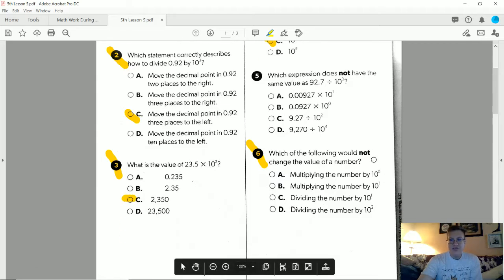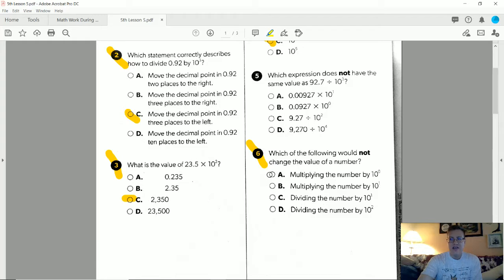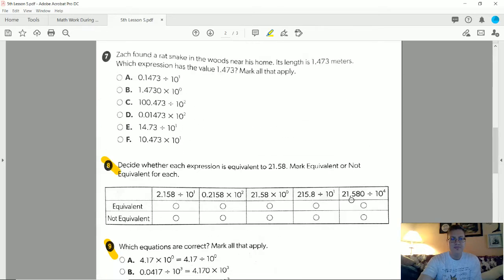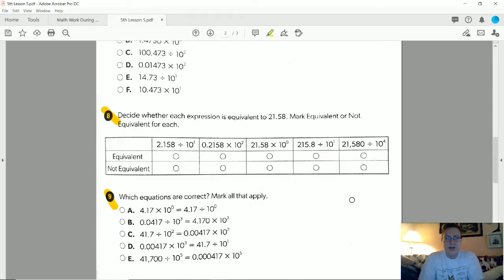Number 6, which of the following would not change the value of a number? That would be multiplying by 10 to the 0 power, which is the same thing as multiplying by 1. Number 8, decide whether each expression is equivalent to 21.58. Mark equivalent or not equivalent. So I am dividing for the first one, which means my decimal point is going this way, which means I'm actually getting smaller. So that one is not equivalent.